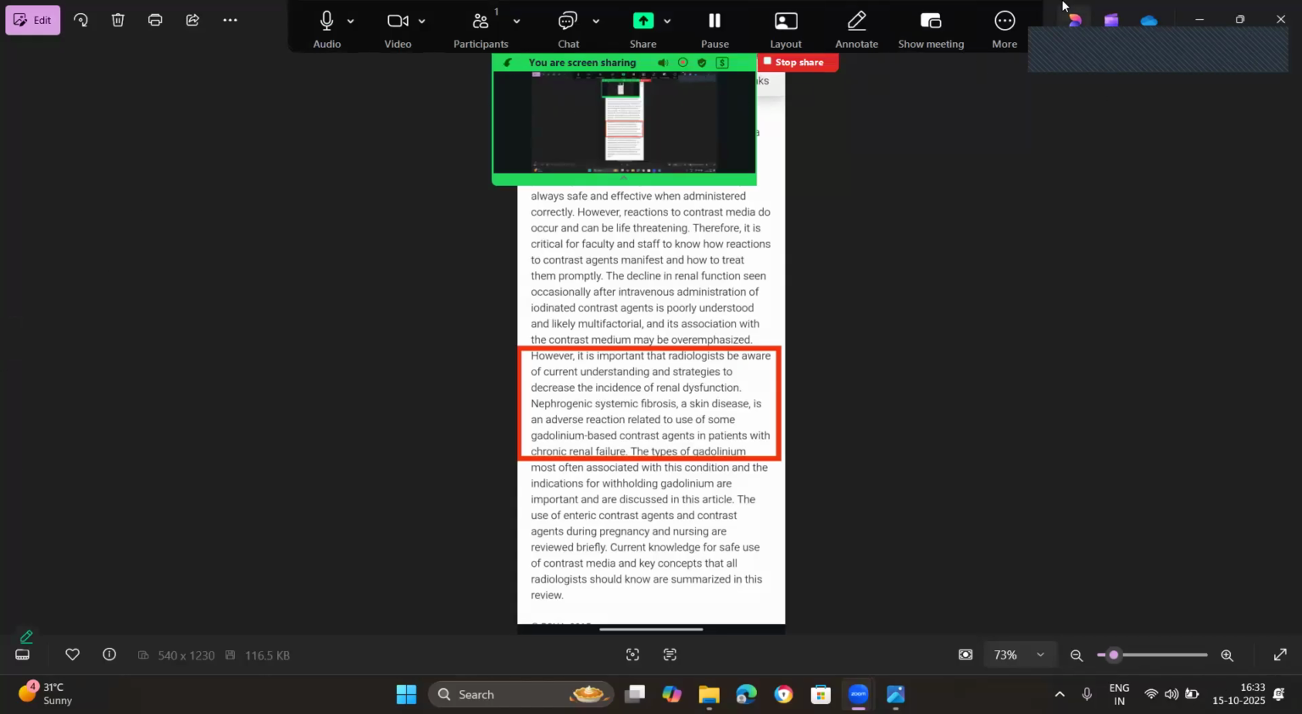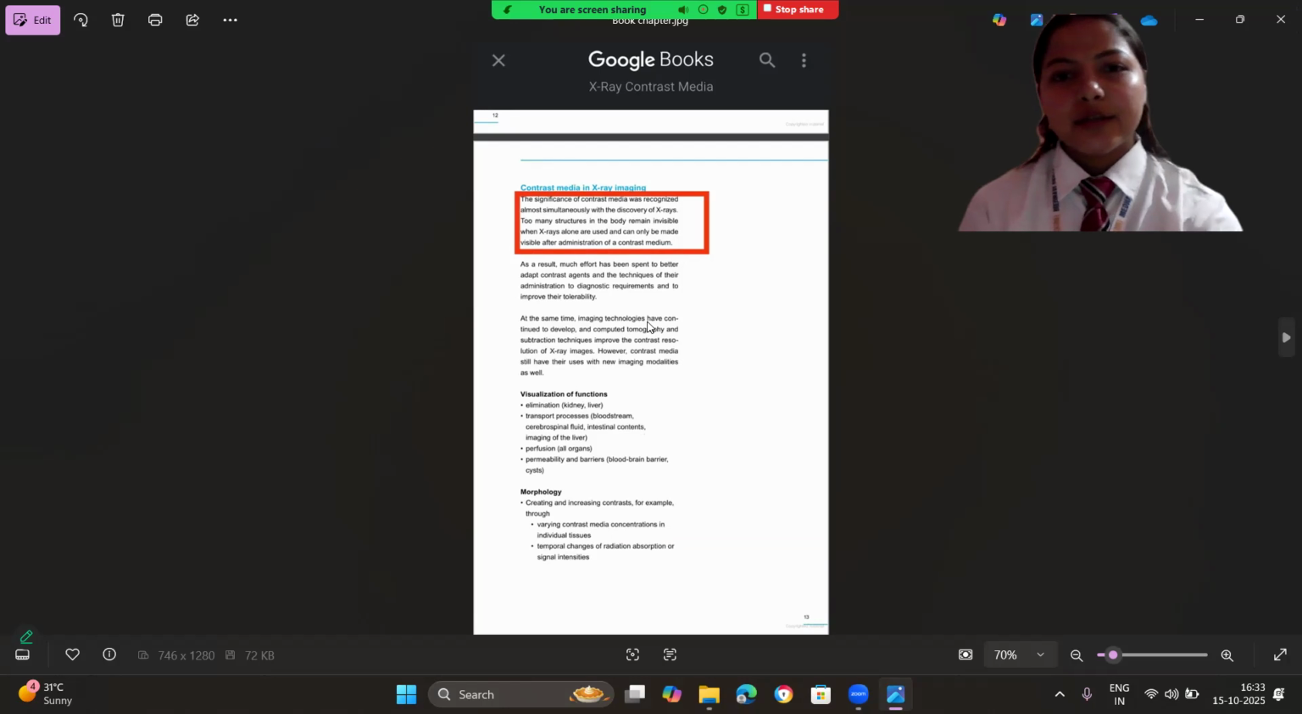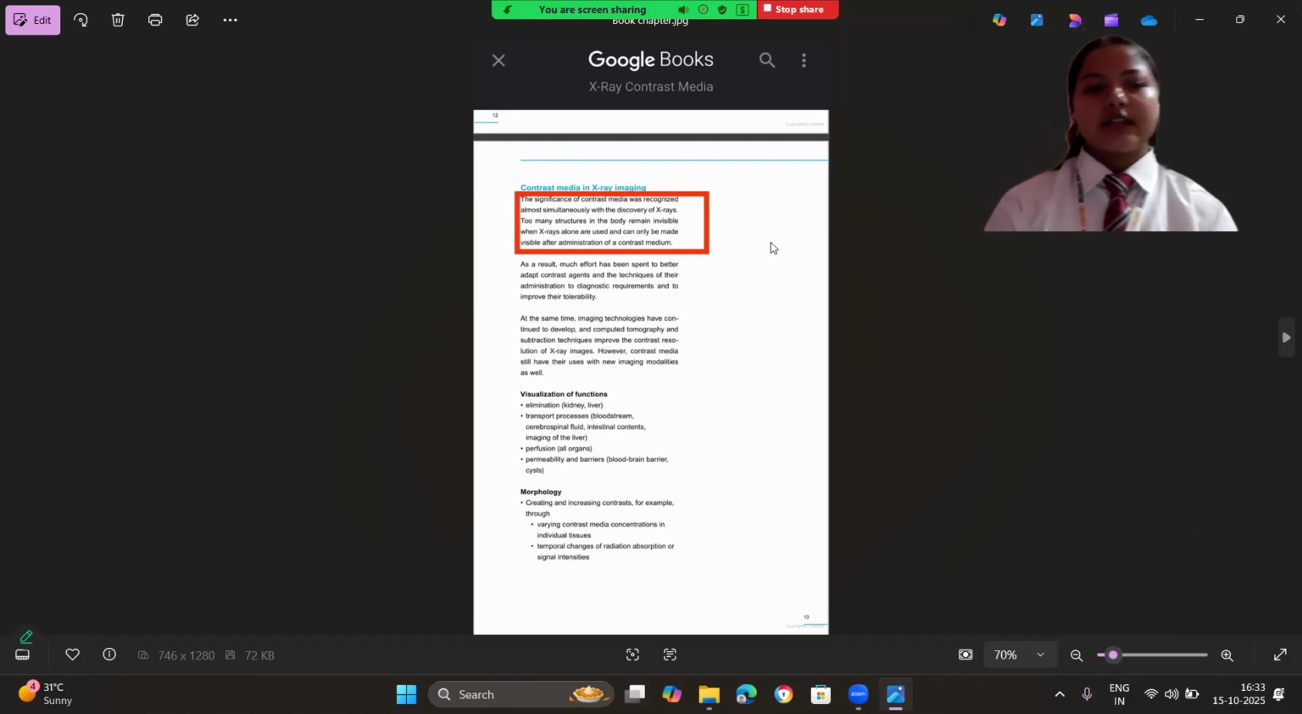So now I'll be sharing with you a very interesting book titled X-ray Contrast Media: Overview, Use and Pharmaceutical Aspects. It is a book by Ulrich Speck and it is also a very interesting as well as very essential topic. So here it is. It also highlights some very important topics.